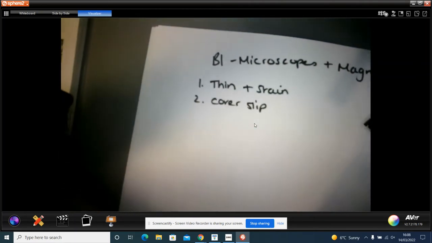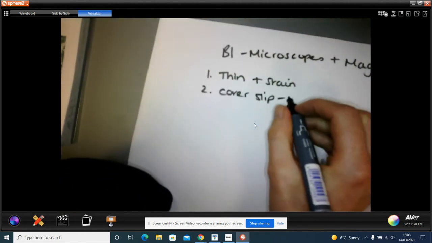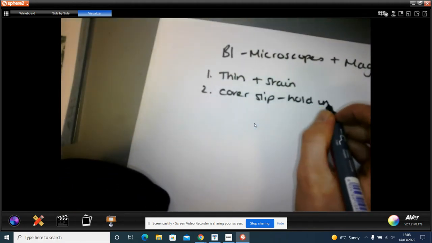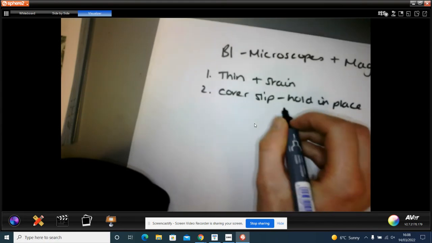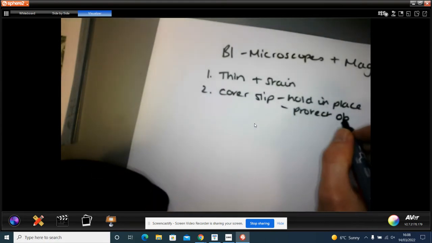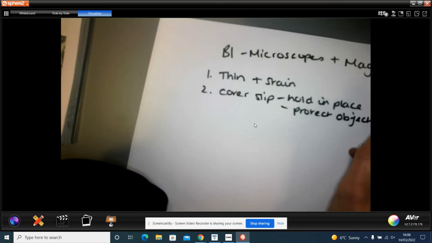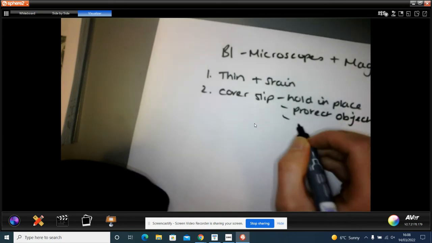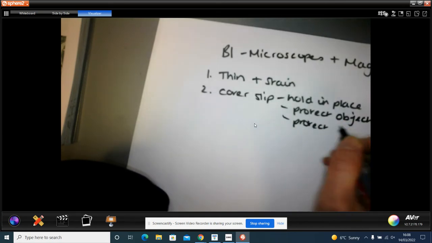You would then add a cover slip, and this is to either hold it in place, protect the objective lens, or protect the specimen.